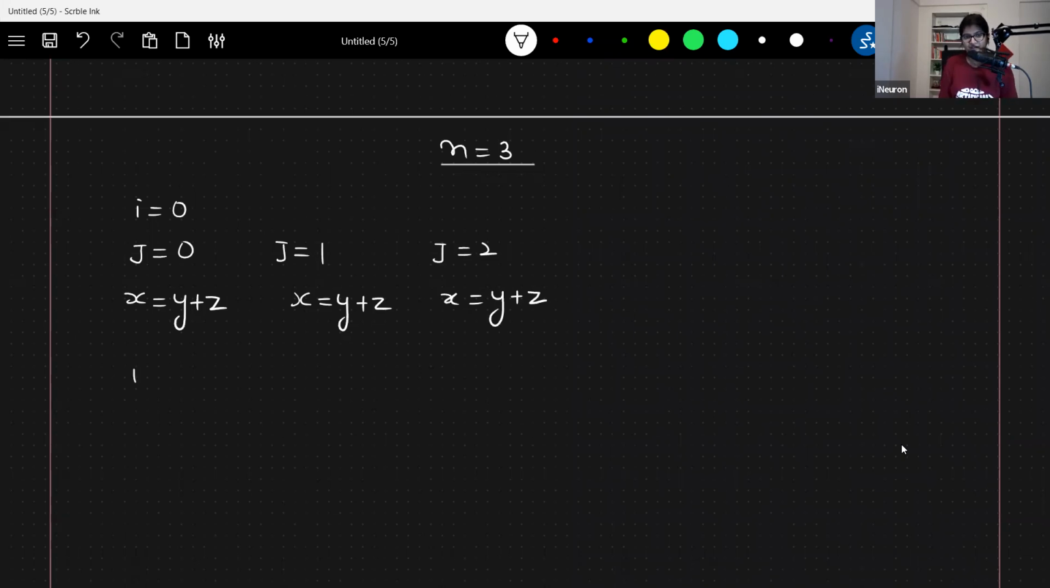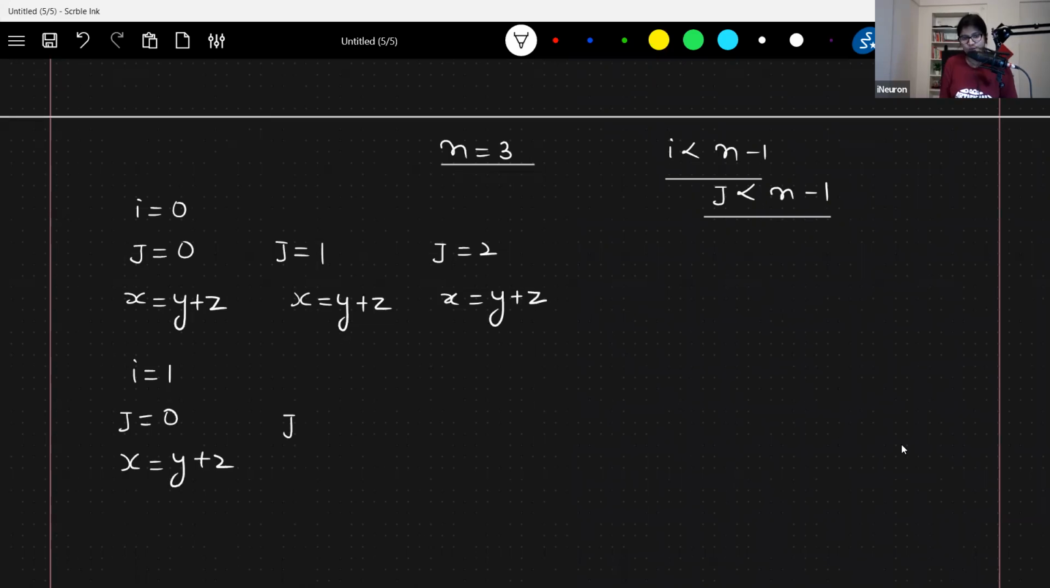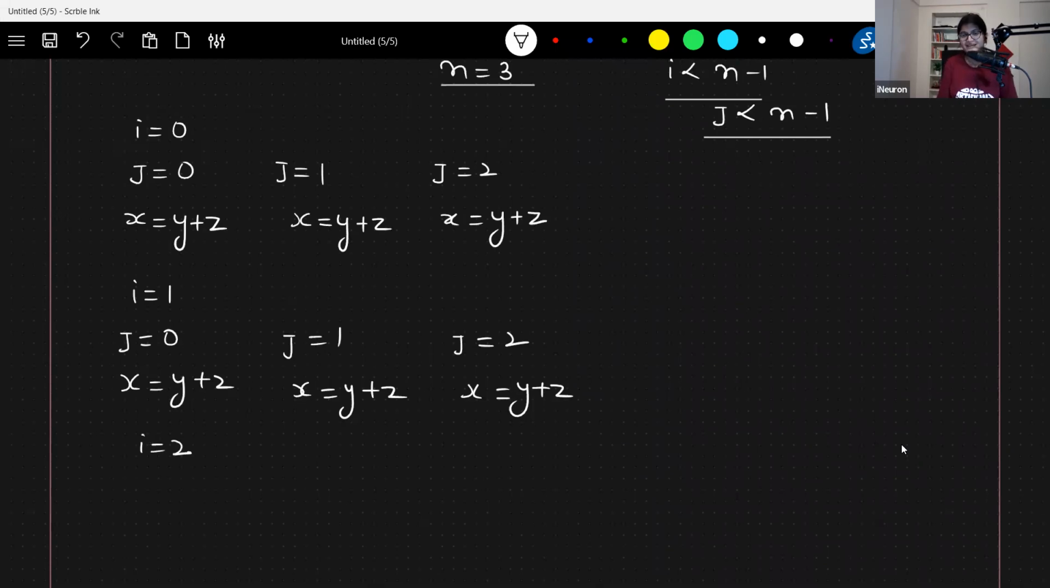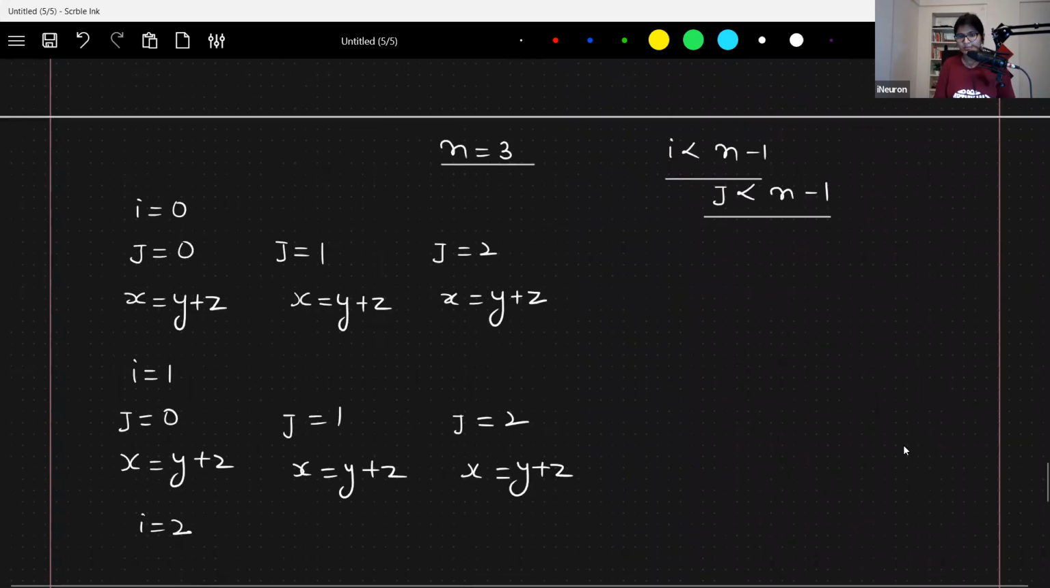Now the value of i will get incremented to 1. Remember, i less than n minus 1 is the statement that you're writing, and inside that you're writing the condition j less than n minus 1. So that is your condition. For i equal to 1, again j equal to 0, x is equal to y plus z will execute. j equal to 1, it will execute. j equal to 2, it will again execute. Again, the value of i will get incremented to 2, because it will not be minus 1, it will be less than n, where the value of n is 3.